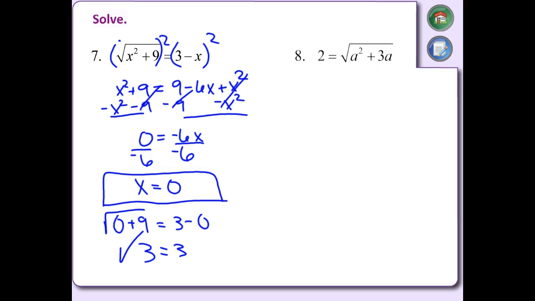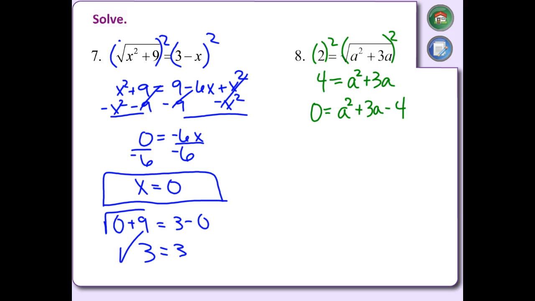Okay, let's look at number 8. And again, we've got to square both sides. And so we're going to get 4 equals a squared plus 3a. Oh my goodness, did you realize this time we actually have a quadratic term and a linear term? Oh, back to chapter 5. What do we have to do to solve that equation? That's right, it's got to equal 0. So we're going to have 0 equals a squared plus 3a minus 4.